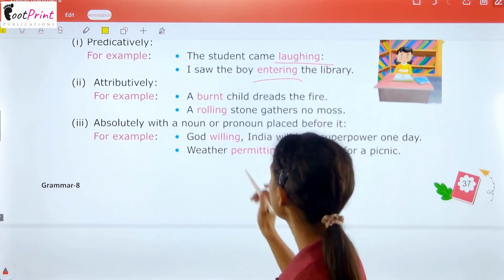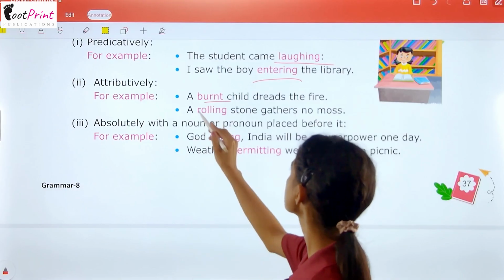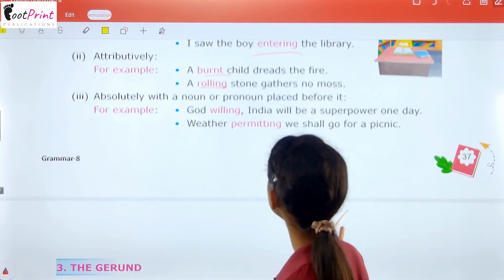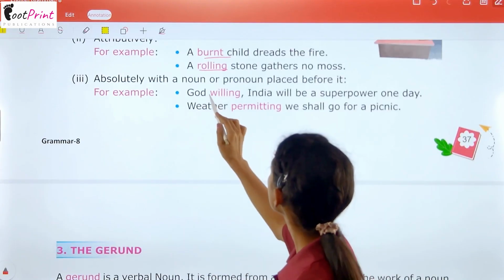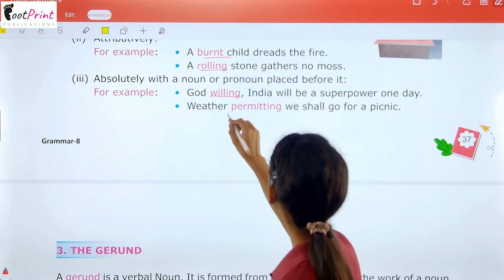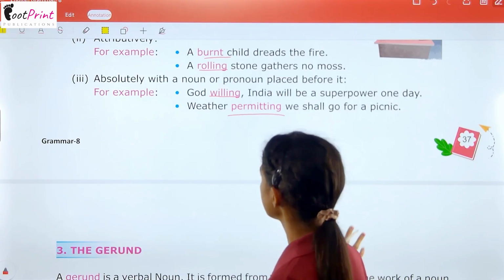Or attributively, a burnt child dreads the fire. A rolling stone gathers no moss. Absolutely, with a noun or pronoun placed before it. It is pretty obvious. God willing, India will be a superpower one day. Weather permitting, we shall go for a picnic.